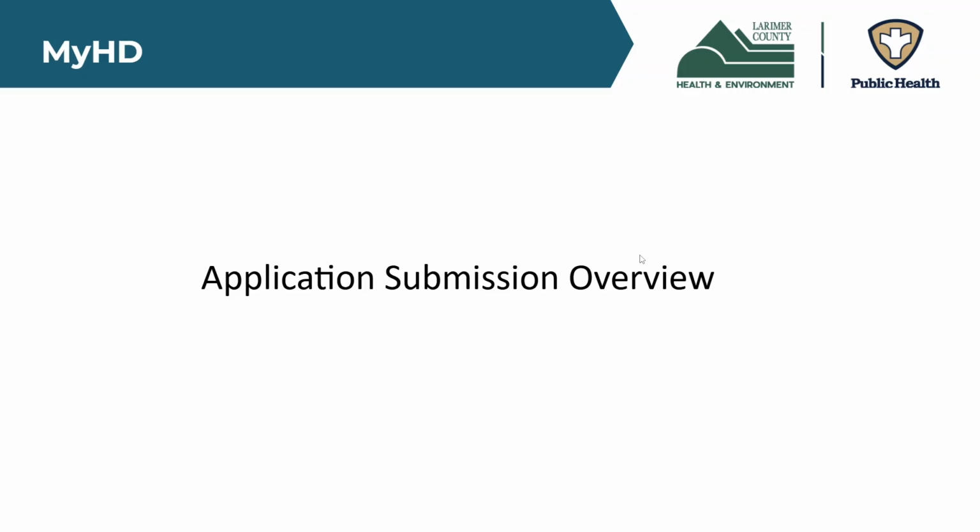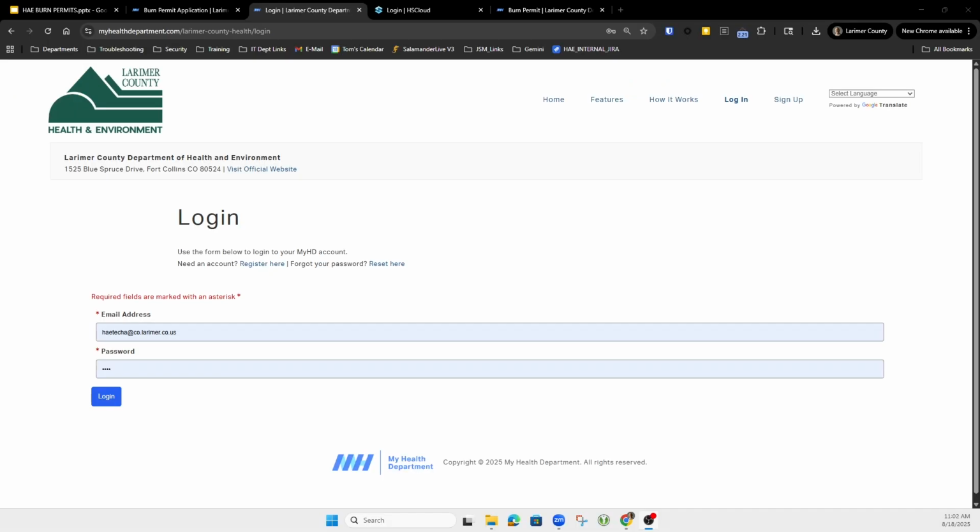So with that said, I'm going to go through an entire application here, start to finish. I'm going to show you how they can log into the system, what it'll look like when they get there, and all the required fields in the system. So let me just toggle over here and we'll get started. So this is my HD. This is the login screen specifically for the Larimer County Department of Health and Environment. You can see that it just requires a username and a password.